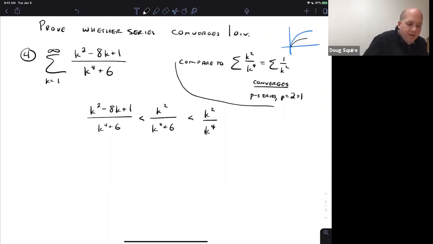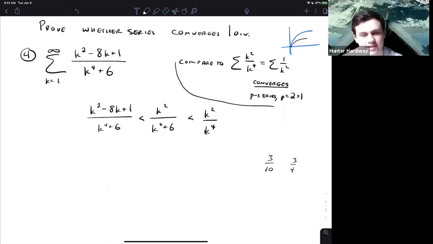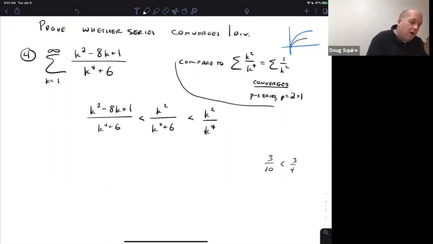That's like if I said 3 over 10 versus 3 over 4. Which of those is a smaller fraction, 3/4 or 3/10? 3/10 is smaller. So same idea with the k's. Harder to think about with the k ones, but the same idea. Does that make sense? Is everybody clear so far?